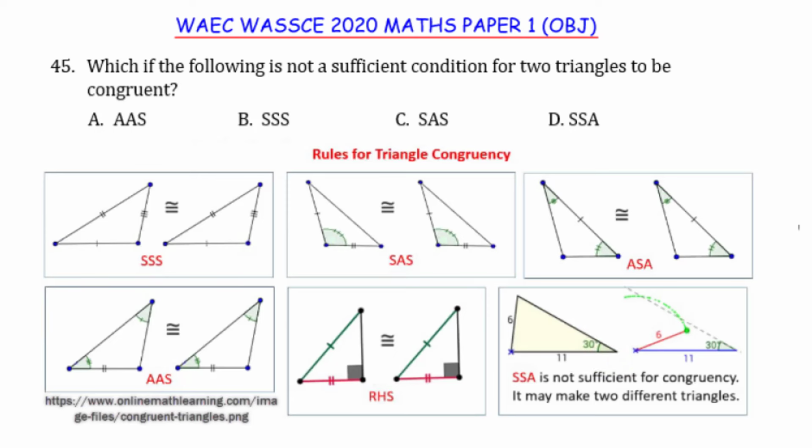Looking at all the options that we are given, you can see AAS, that is met. SSS, of course, that is straight. SSS is met. SAS is met, but SSA, the 2 sides and an angle to the side, in that particular case, is not going to meet the condition for congruency. So option D here is the correct answer.